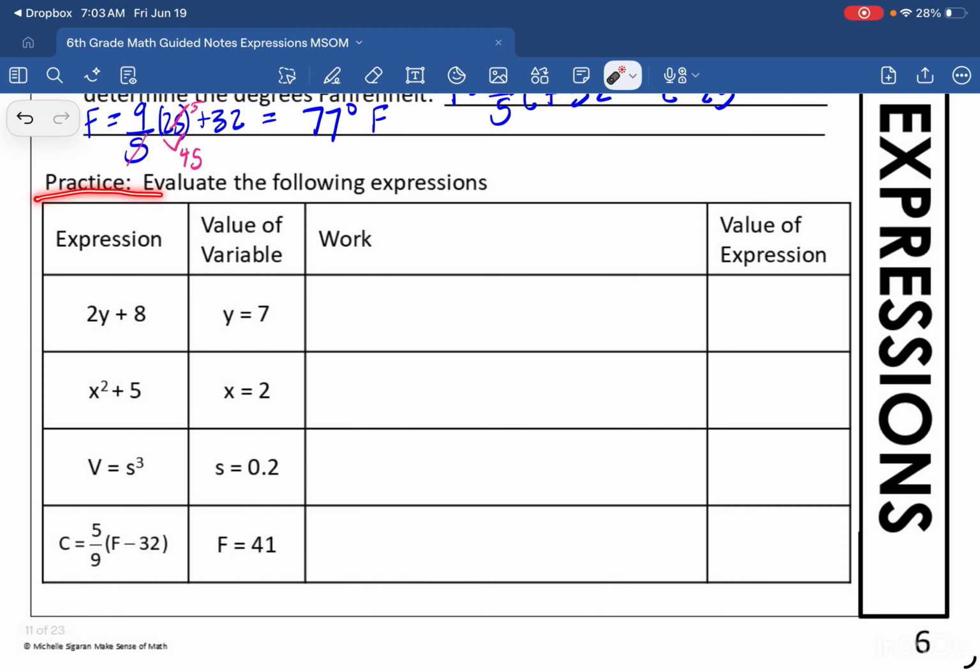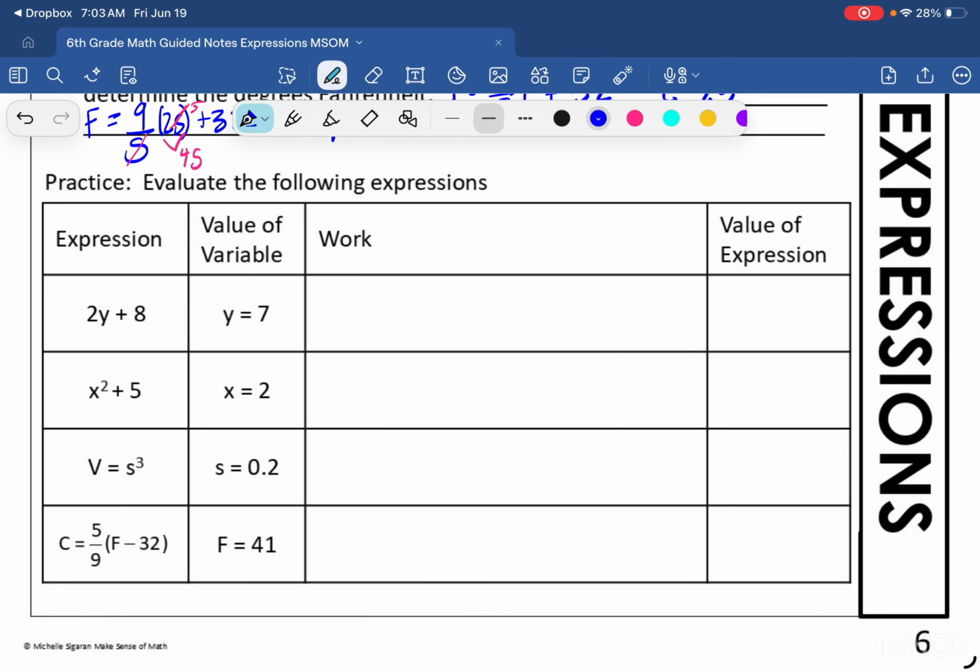Practice. Evaluate the following expressions. So I'm given that 2y plus 8 is my expression and y equals 7. So I'm going to write 2 times 7. And I'm going to use parentheses because if I just write 2 and a 7, it's going to look like 27. And it's not 27, it's 2 times 7. So 2 times 7 plus 8. 2 times 7 is 14 plus 8. 14 plus 8 equals 22.